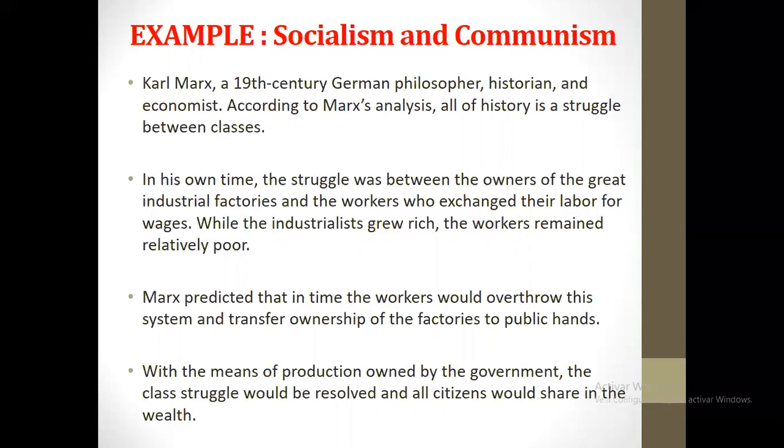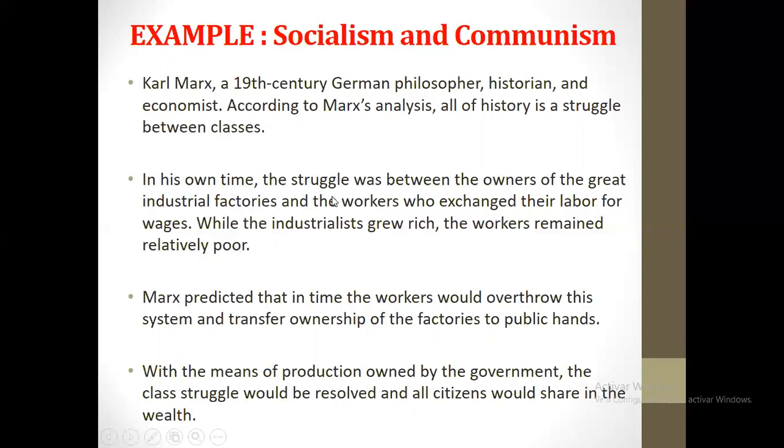So it's a class struggle. Okay, this is true. This statement is completely true. In his own time, the struggle was between the owner of the great industrial factories and the workers who exchanged their labor for wages. While the industrialists grew rich, the workers remained relatively poor.